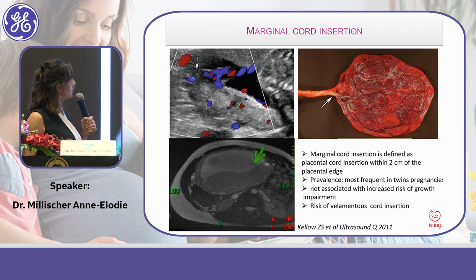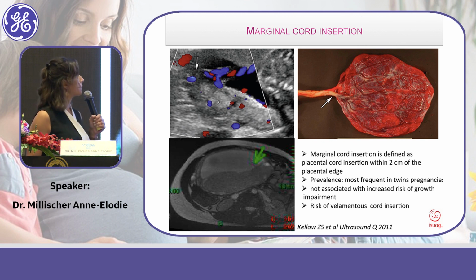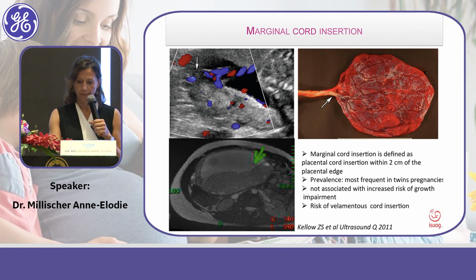And once again, this marginal insertion, the risk is the filamentous cord insertion. Và cái loại hình bám của dây rốn này nó sẽ tăng cái nguy cơ mà dây rốn bám màng. That can lead to an increased risk of growth impairment. Do đó nó cũng sẽ tăng nguy cơ thai chậm tăng trưởng, bất thường trong tăng trưởng của thai.